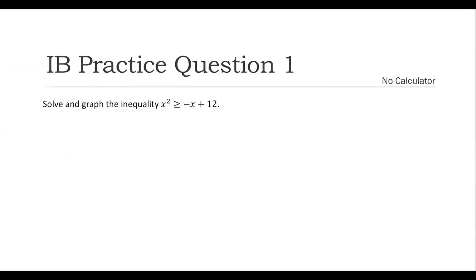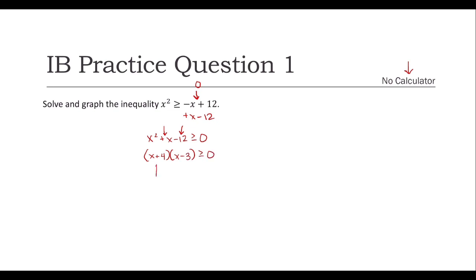So here we have our first IB practice question, which is no calculator. It says solve and graph the inequality x squared is greater than or equal to negative x plus 12. So we want to make one of the sides 0, so we'll make this side 0 by adding x and subtracting 12. So we have x squared plus x minus 12 is greater than or equal to 0. To factor it, we can see what multiplies to negative 12 and adds to 1. So it's going to be 4 and 3, and our 4 is positive. x plus 4, x minus 3 is greater than or equal to 0.